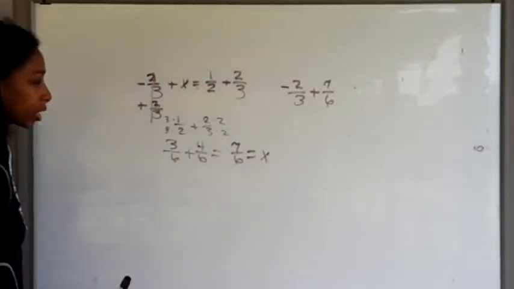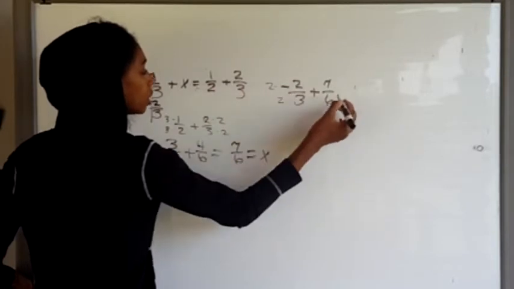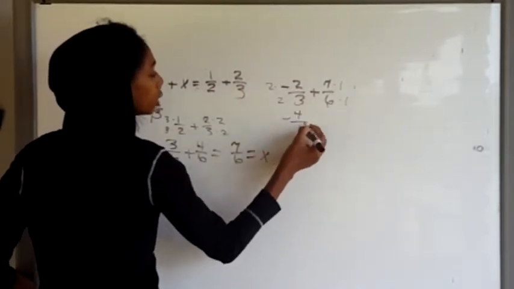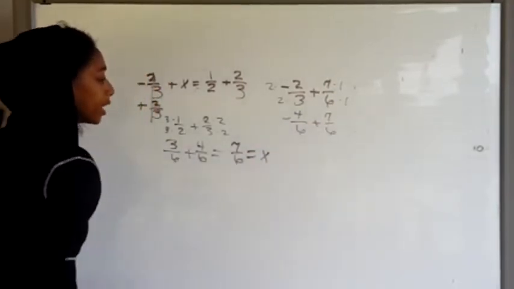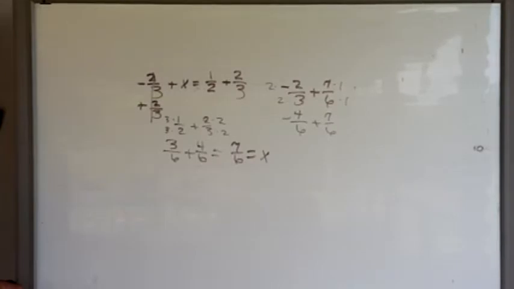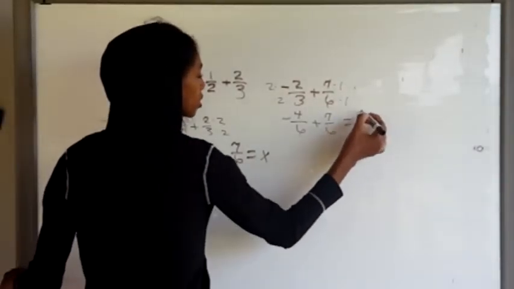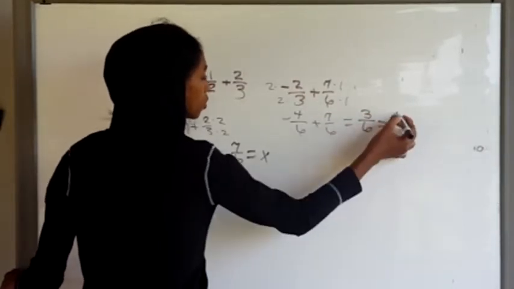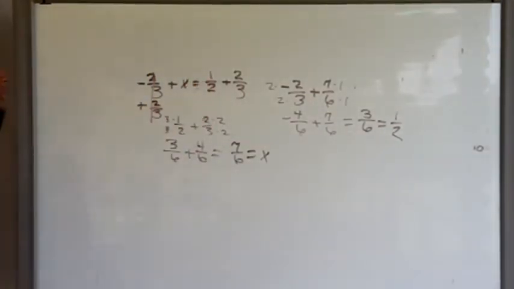When we plug that in, we get negative 2/3 plus 7/6. Our least common denominator is going to be 6. So we multiply this side by 2, multiply that side by 1. So we get negative 4/6 plus 7/6. And negative 4 plus 7 is equal to positive 3. So that's 3/6, and then that reduces to 1/2. So we got that answer. So that's correct.